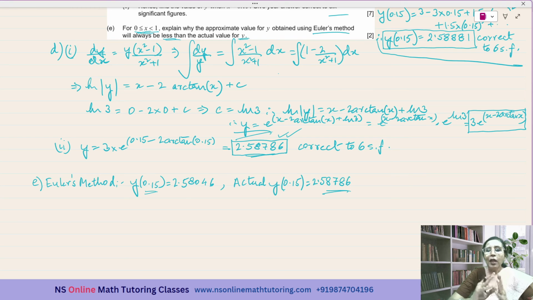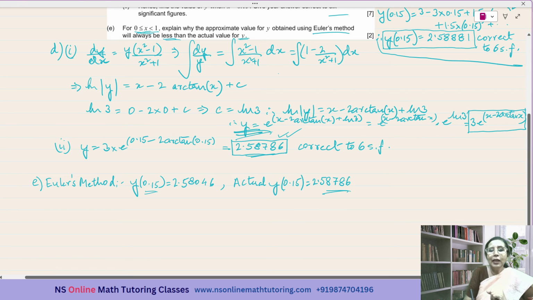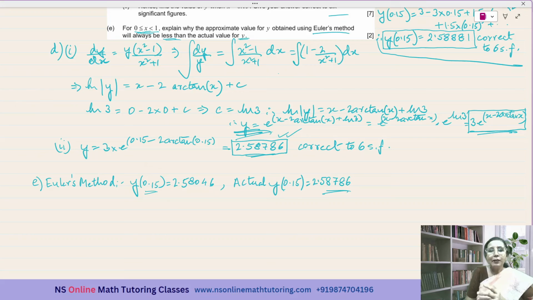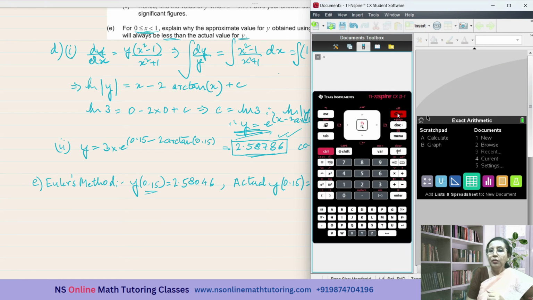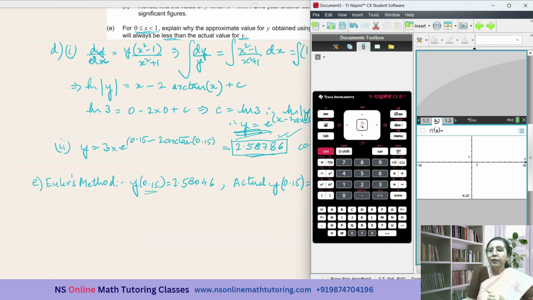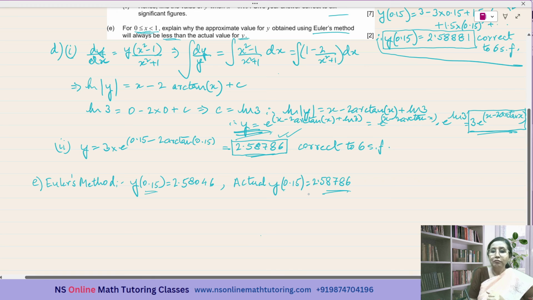Okay, and now that we have come to know about the function expression, y is equal to 3 times e to the power of (x minus 2 arctan of x), let us graph this. This is paper 2, we can take the help of the calculator. Let us graph this expression, okay? So, let us graph, okay, and it is 3 times e to the power of (x minus 2 arctan of x).